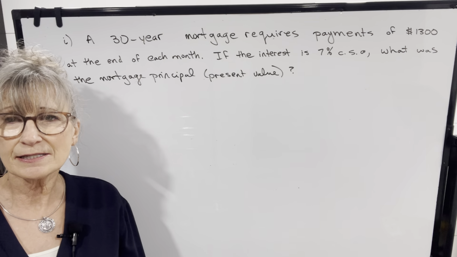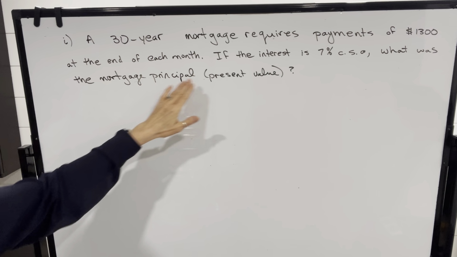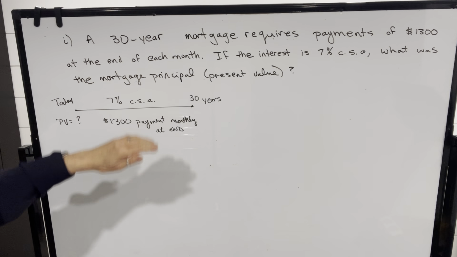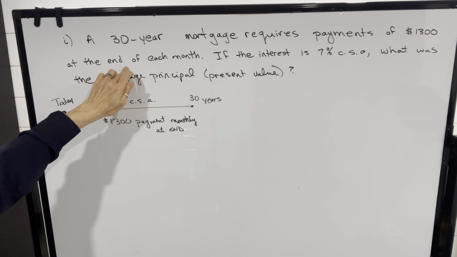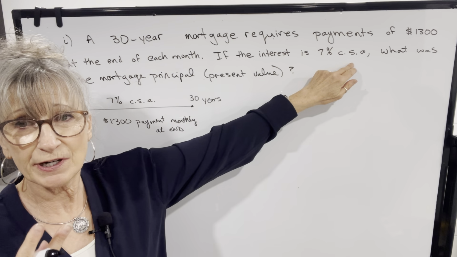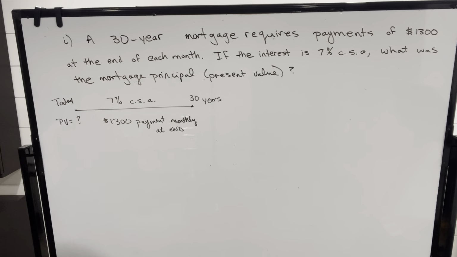Where you might see this is a question like this. It says a 30-year mortgage requires payments of $1,300 at the end of each month. The interest rate is 7% compounded semi-annually. And you're asked, what was the present value or the mortgage principal? We know that this is an ordinary general annuity because it's at the end of the month and it's compounded semi-annually, so twice a year, and payments are made monthly, so that's 12 times a year.